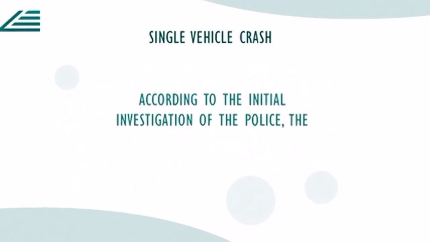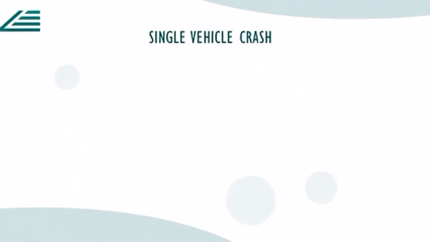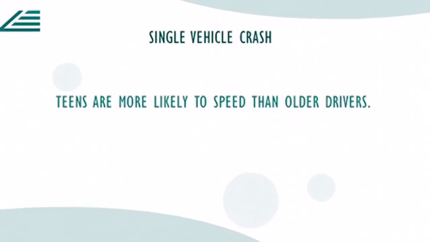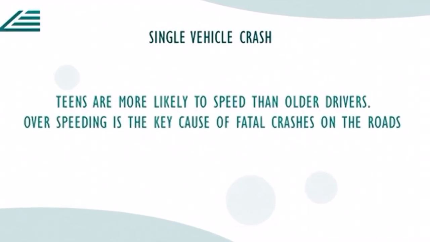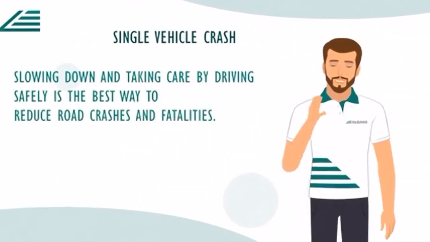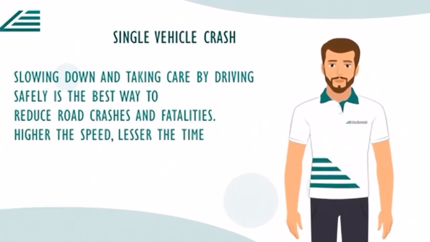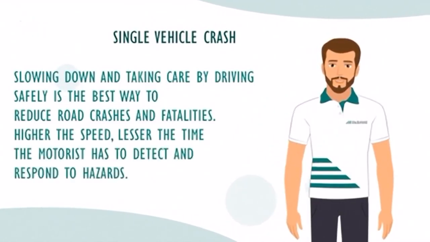According to the initial investigation of the police, the accident happened due to overspeeding. Teens are more likely to speed than older drivers. Overspeeding is the key cause of fatal crashes on the roads. Slowing down and taking care by driving safely is the best way to reduce road crashes and fatalities. Higher the speed, lesser the time the motorist has to detect and respond to hazards.